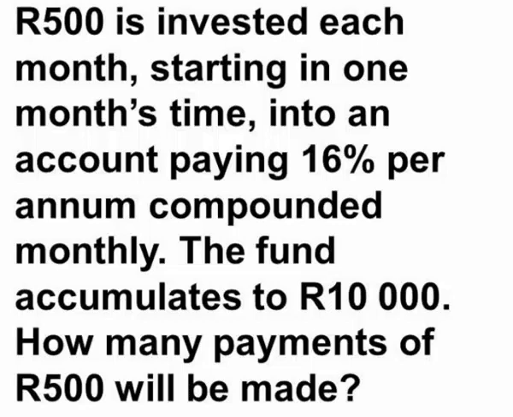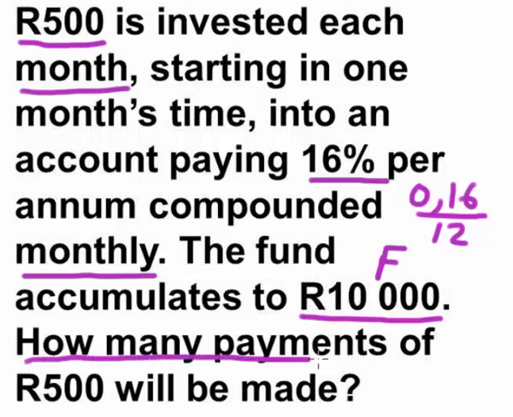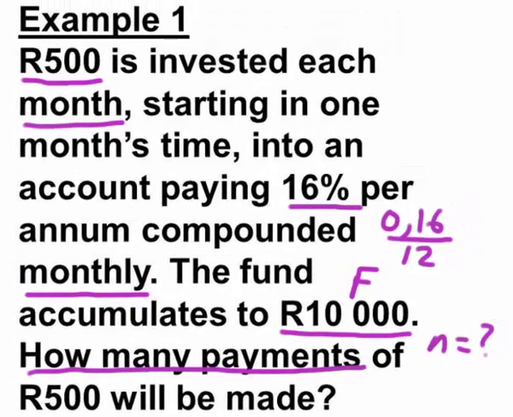There's 500 Rand in each month, starting in a month's time, at 16% compounded monthly, and it accumulates to a future value of 10,000 Rand. Okay, how many payments? That's n. How many payments are going to be made? We don't know how long this investment is going to be.